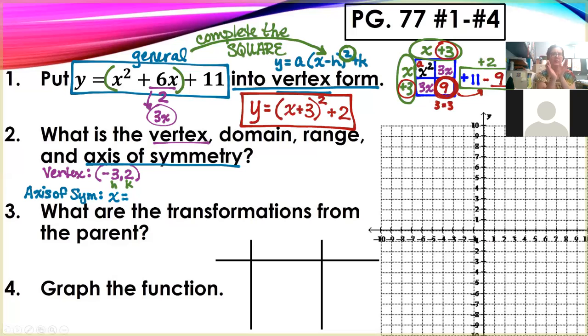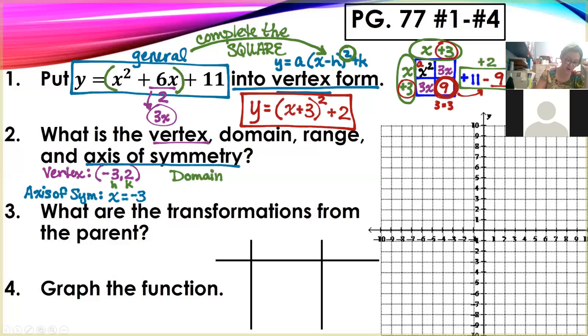So if it goes through the x-axis, I'm looking at the x part of that ordered pair, which means it's going to be x equals what? X equals -3. Absolutely correct. All right, let's do domain and range now.